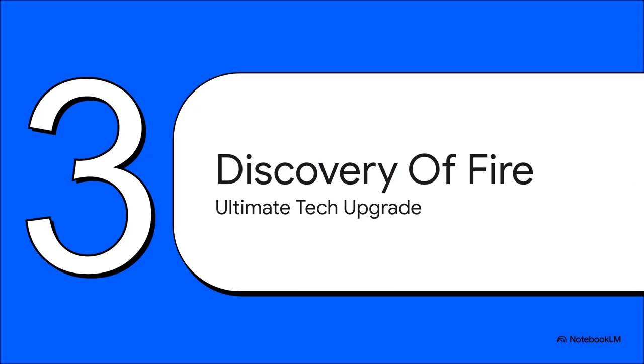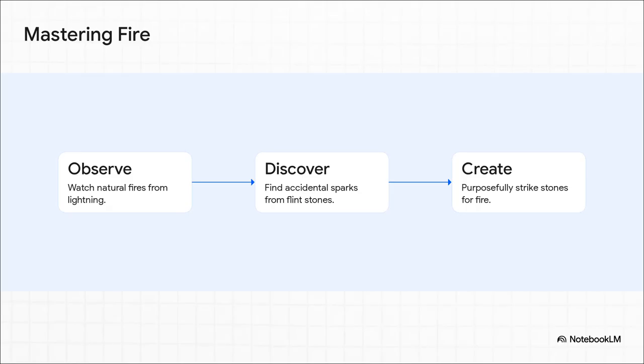Which brings us to Section 3, the discovery of fire, the ultimate tech upgrade. So, how exactly did we go from being terrified of fire to actually mastering it? It's a pretty fascinating progression. First, early humans probably just observed natural fires, things sparked by lightning strikes or maybe volcanic eruptions. Then came the happy accident. Imagine someone noticing a stray spark while they were chipping away at flint stones to make a tool. Finally, we get the true breakthrough, purposefully striking those flint stones together or rapidly rubbing dry sticks to create a controlled fire exactly when they needed it.